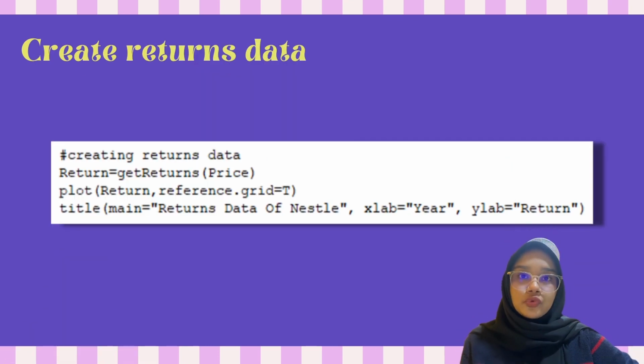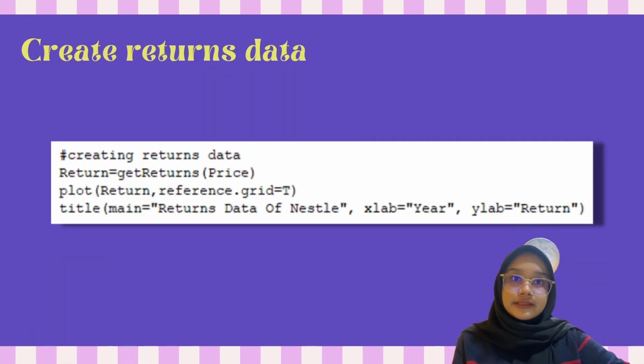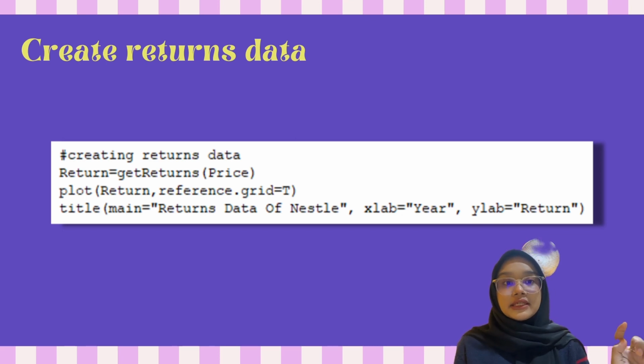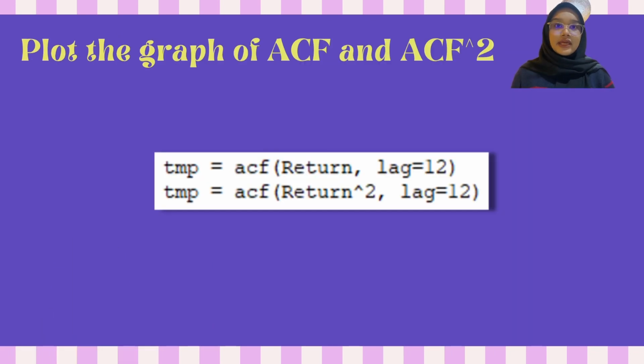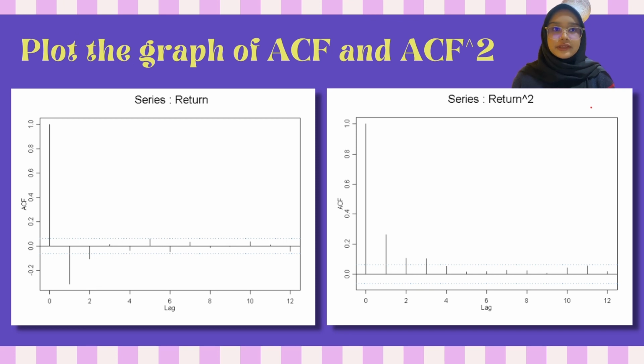Next, for step 2, we create data of stock return. We declare return equal to get return before we plot. And here is the output for the returns data of Nestle. For step 3, we plot the graph of ACF. This is the input. We use the S-PLUS function to look at the autocorrelation of the plot of return and its square return. As we can see, this is the output.